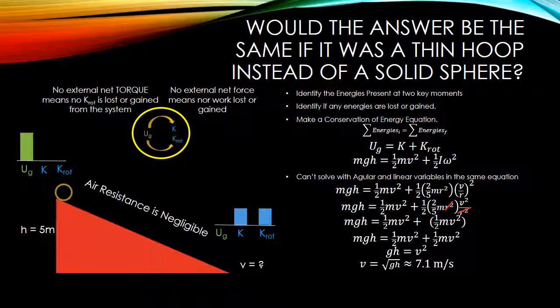So if we had a race between a solid sphere and a thin hoop, and they had the exact same masses, the sphere would actually get down faster, because the sphere is easier to roll since its rotational inertia, or its moment of inertia, is smaller.